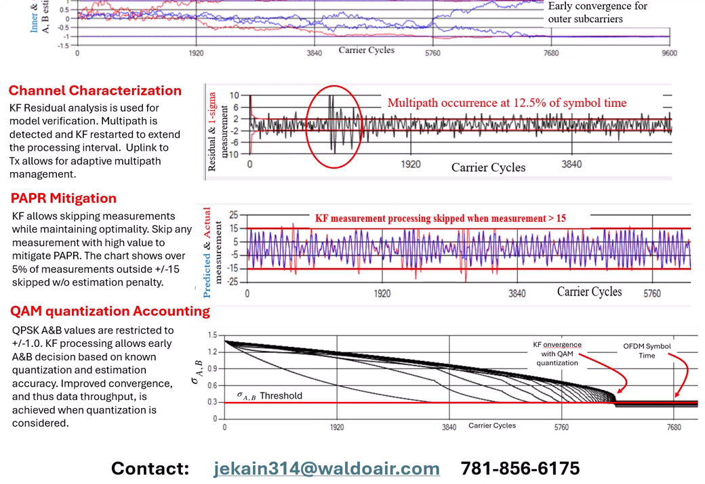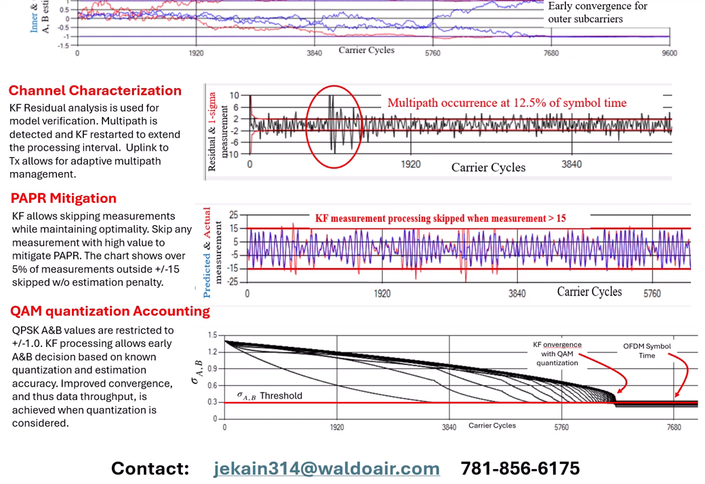The chart to the right shows the Kalman filter residual process when a reflected multipath wave is coherently summed with a direct path wave early in the symbol processing. As can be seen, this occurrence can be readily detected and the Kalman filter restarted. This adaptive multipath treatment may offer benefits over traditional fixed cyclic prefix.